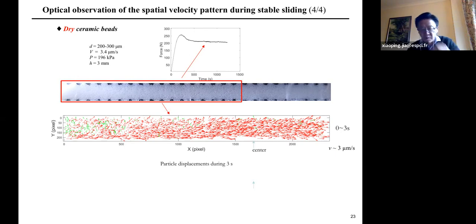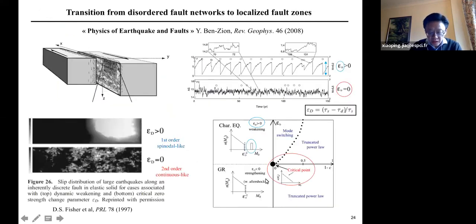Around average flowing direction. Yeah, so we have a different structure. Interestingly, our observations here are quite consistent with those discussed some years ago by Yuda Banzium in what he called the disordered fault networks and the localized sliding fault zone.